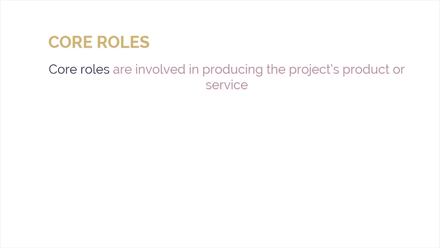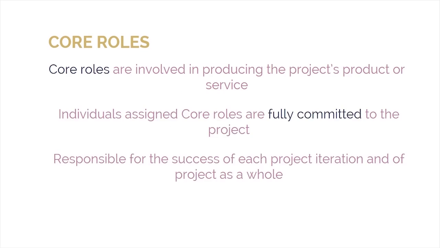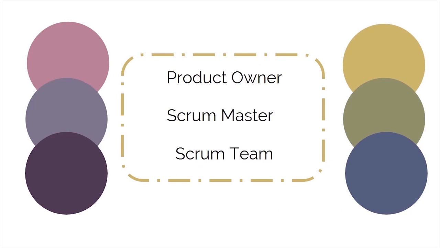Core roles are those that are involved in producing the project's product or service. Individuals who are assigned core roles are fully committed to the project. They are ultimately responsible for the success of each project iteration and of the project as a whole. Core roles are assigned to the Product Owner, Scrum Master, and the Scrum team. Now that we have seen that there are a few inevitable names associated with the core roles, let's meet them one by one and see what they do in a Scrum-controlled project.